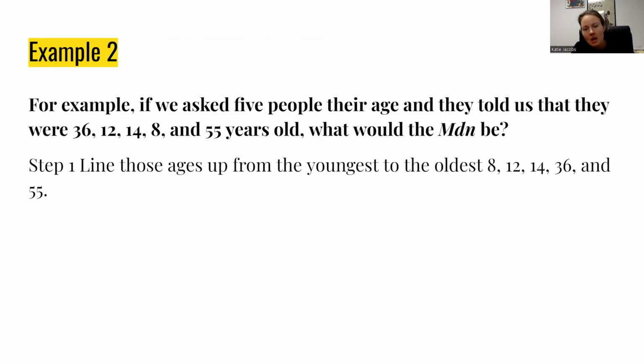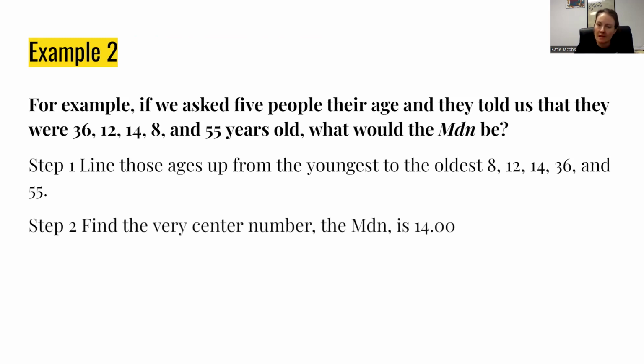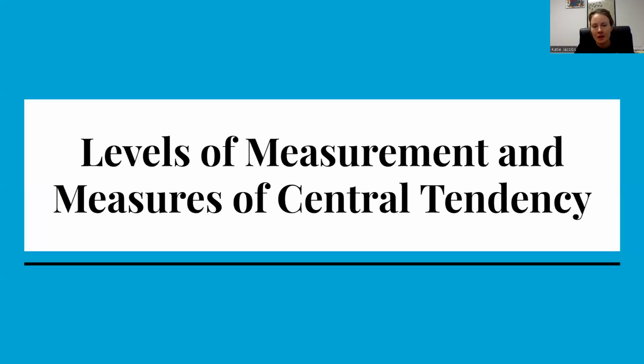And then we see there that we have, do we have an even or odd number of participants? So we have an odd number of participants. So when we go and look for the middle number, we see that's going to be 14. So our median is 14 for this example.